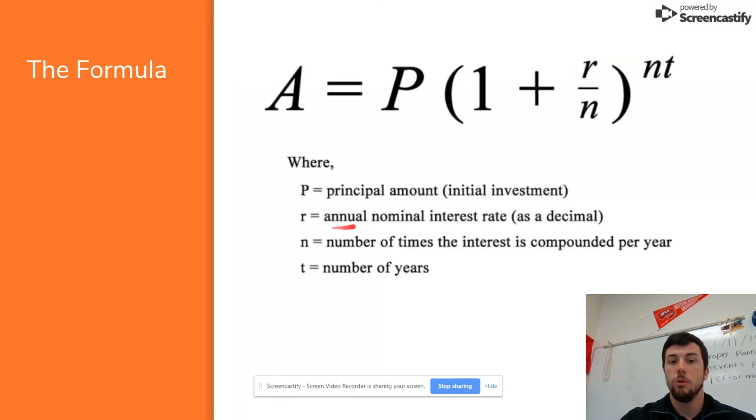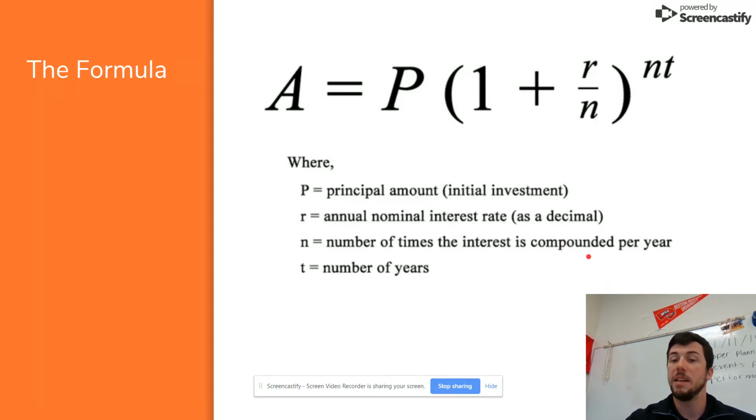R is the annual nominal interest rate. The key word you need to know here is rate. And please remember that you cannot put in a percentage here. You have to put in the decimal. N is the number of times the interest is compounded per year. We're going to talk on the next couple of slides about compounding monthly, compounding annually, compounding quarterly.